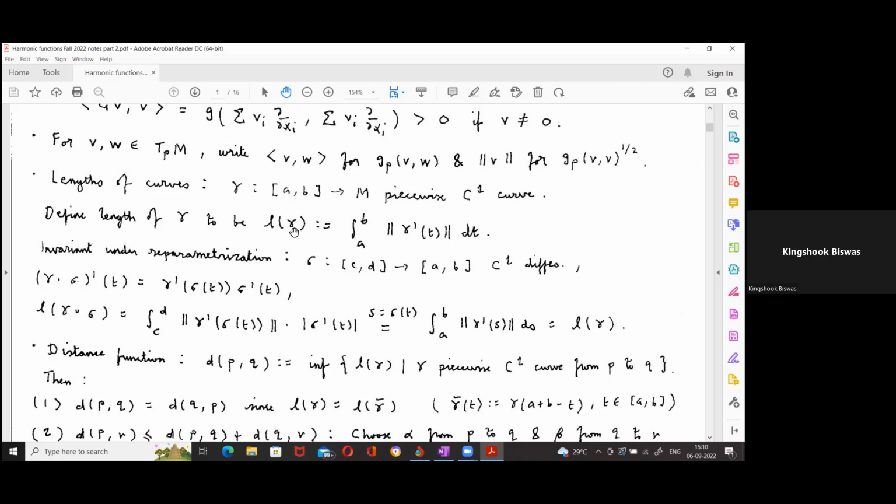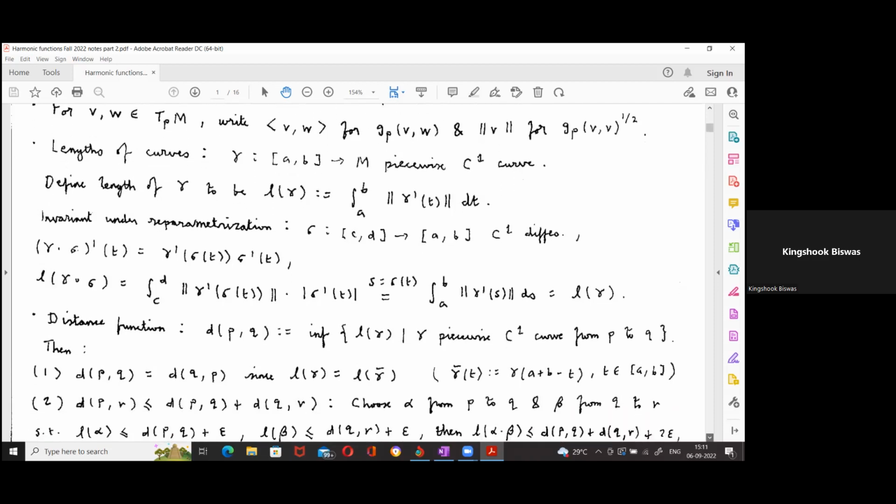And notice this length is invariant under reparametrizations of gamma. So what is a reparametrization? Gamma is defined on an interval [a,b]. A reparametrization means I take some C1 diffeomorphism sigma from an interval [c,d] to the interval [a,b], and then I look at gamma composed with sigma. That will be my reparametrized curve. It has the same image, but now it's defined on the interval [c,d] instead of [a,b]. So what is the derivative of gamma composed with sigma? By the chain rule, this is gamma prime of sigma t into sigma prime t.